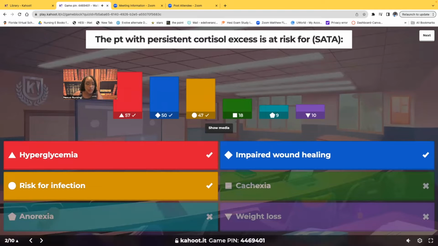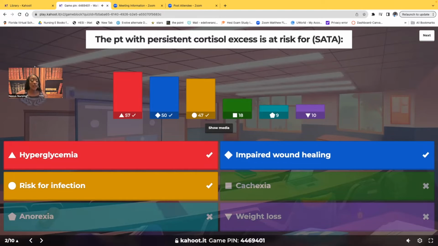All right, let's talk about this. The correct answer is hyperglycemia, poor wound healing, risk for infection.